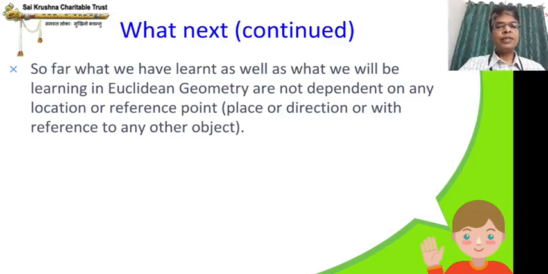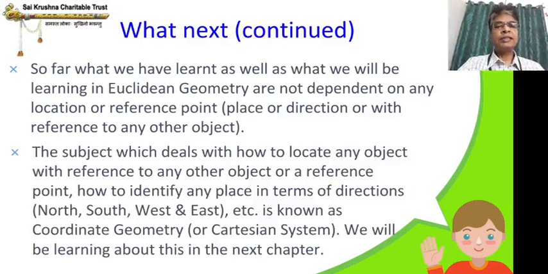Beyond discussing any shape or object, let's see the subject which deals with how to locate any object with reference to any other object or a reference point. Suppose we have Kanakapura Road, and our school is there. How far is our school, and in which direction from Kanakapura Road? If we want to know, then we need a reference point, that is, Kanakapura Road should be known. So how to identify any place in terms of directions, north, south, west and east, all these things are known as coordinate geometry or the Cartesian system.